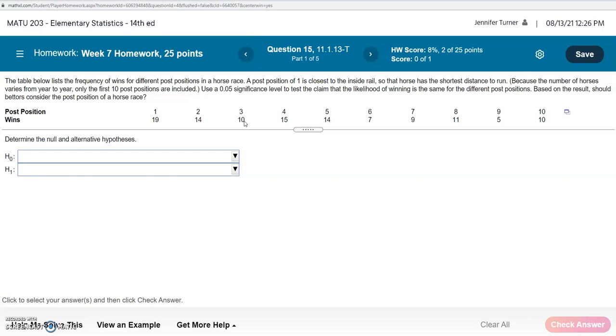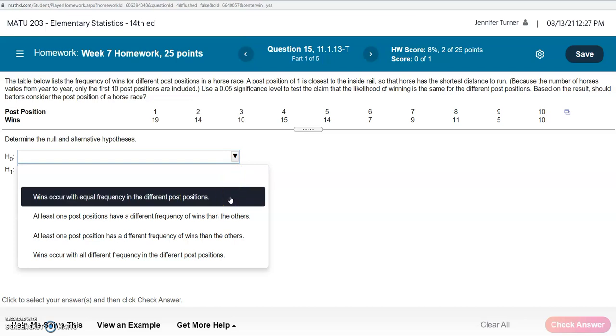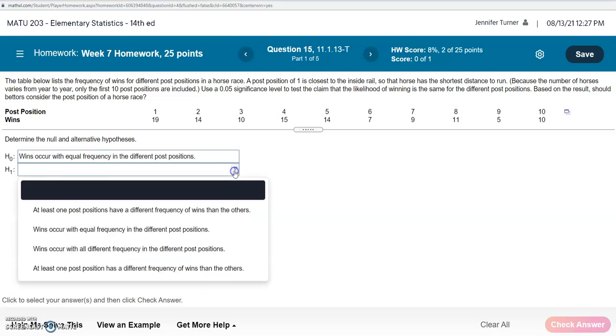In a goodness of fit test, the null hypothesis, H0, is always that the distribution is going to agree with whatever the claim says. So here, the claim says that the likelihood of winning is the same for the different positions. If it's the same, then that means the number of wins would have been the same or equal across all the different categories. So we're going to choose that the null hypothesis is wins occur with equal frequency in the different post positions. So the alternative hypothesis is the opposite.